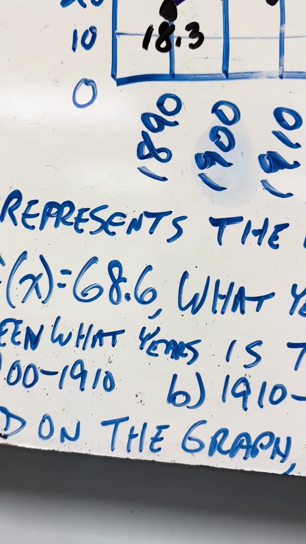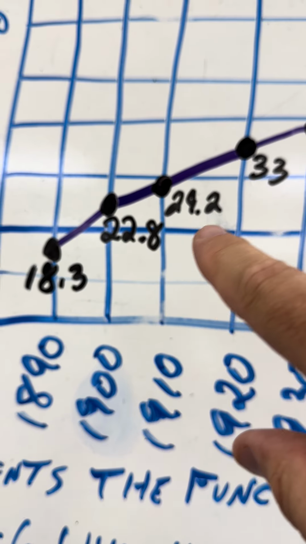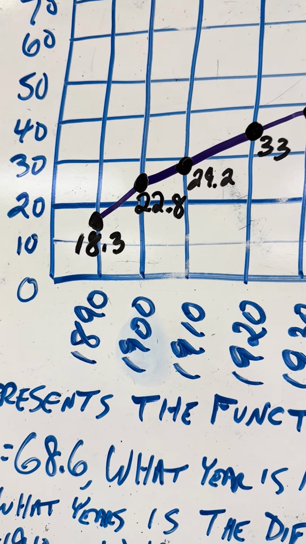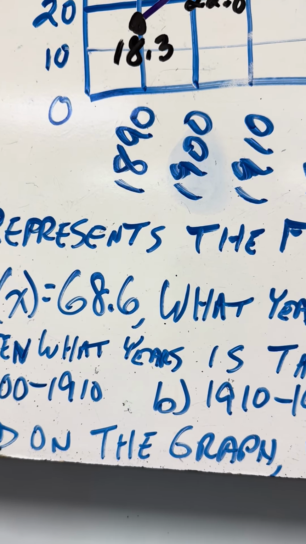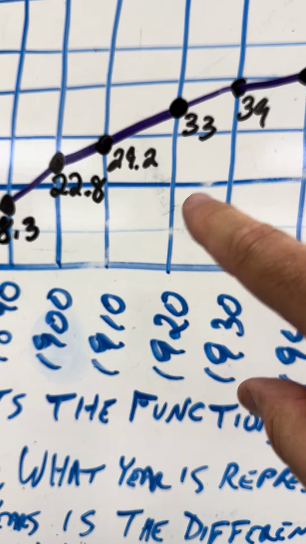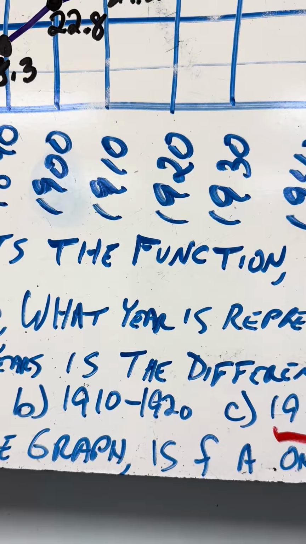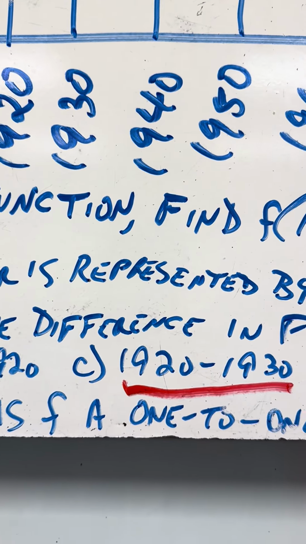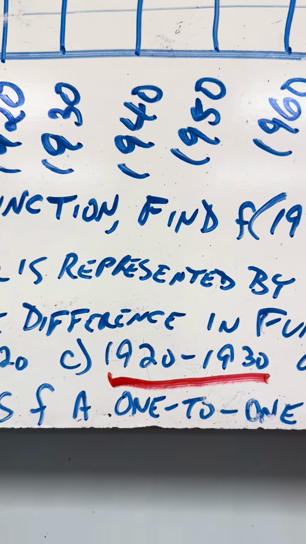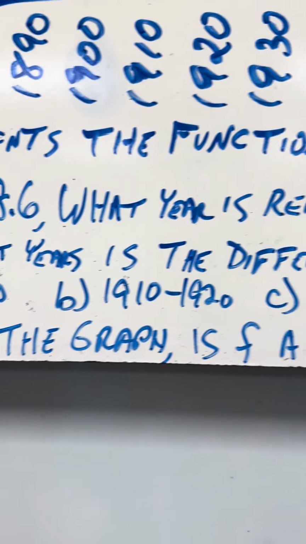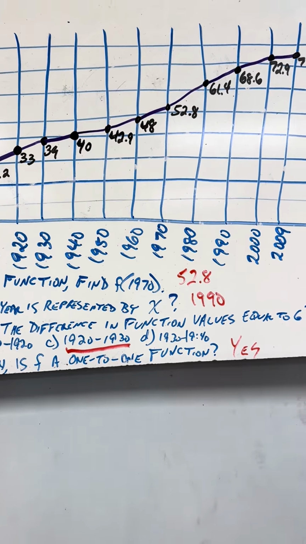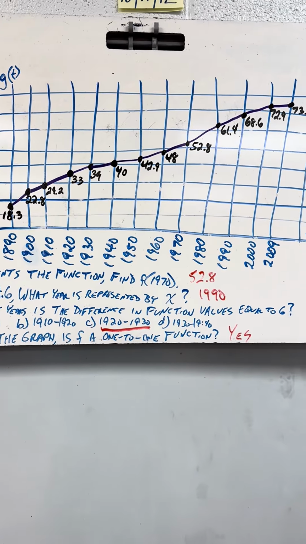Between what years is the difference in function values equal to 6? 1900 to 1910, 22.8 to 29. That's like 6.4 or something. No good. Okay. 1910 to 1920, 29.2 to 33. It's not exactly 6. No good. 1920 to 1930, 33 to 39. That's 6. Done. There's your answer. Is this a one-to-one function? Yes, it sure is. Okay.